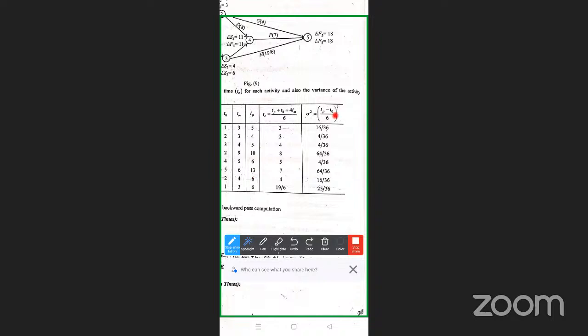Next, the T naught values: 1, 2, 3, 2, 4, 5, 2, 1. So divided by 6, whole square. So this is the variance. And this is the critical path.